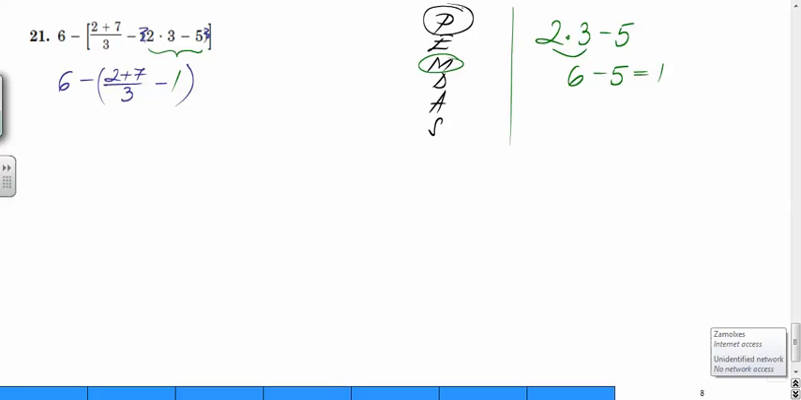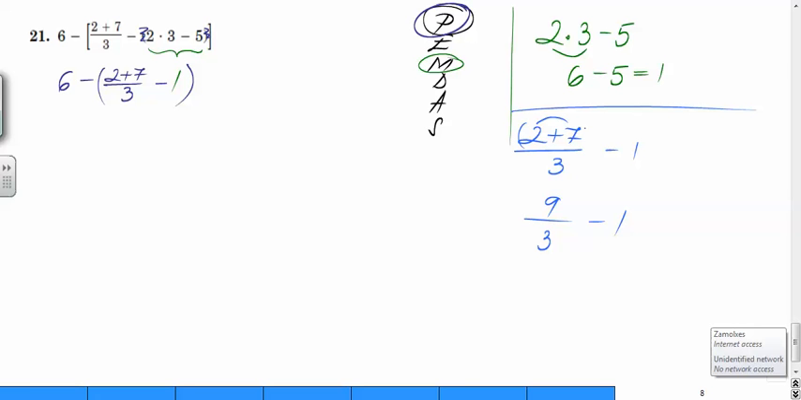Okay? Once again, I have parentheses. 2 plus 7 over 3 minus 1. Let's do that. 2 plus 7 over 3 minus 1. Well, because I'm dealing with fraction and subtraction, I have to go with the fraction first, which means division, right? But before I can do that, I need to add the numbers at the top, which is what? 2 plus 7. That would be 9 over 3, from which I have to take away 1.